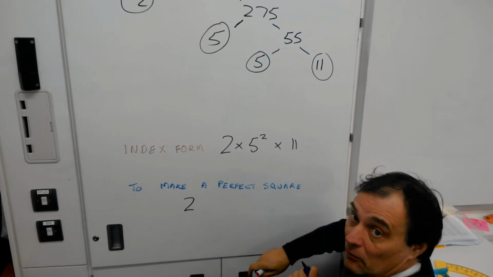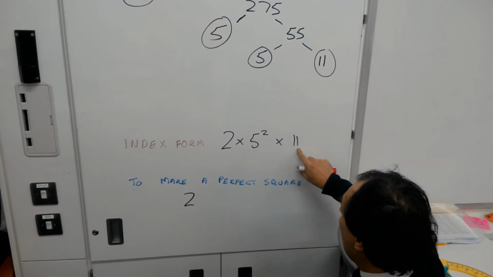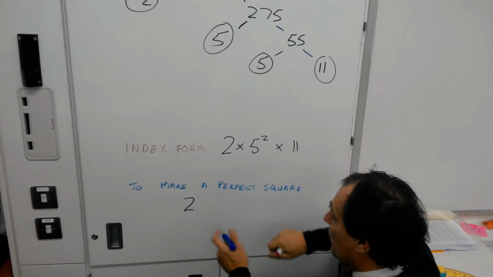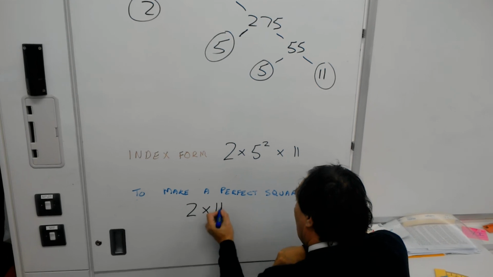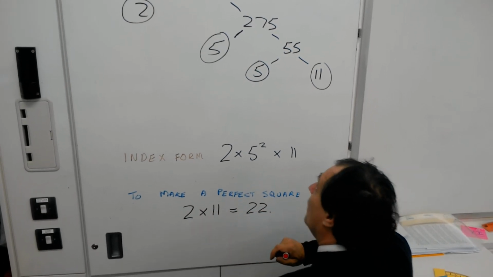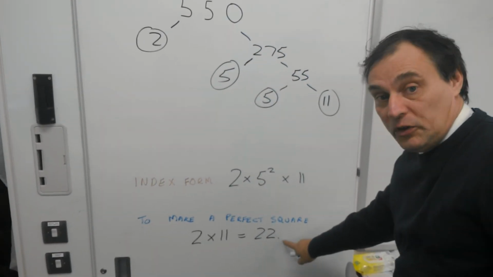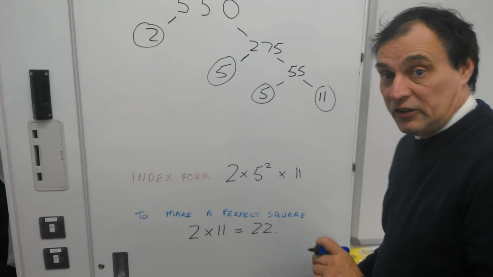So I don't have to multiply by 5 to make a perfect square. And does 11 have a power with an even number? It's got a 1. No, it doesn't. So I have to multiply by 11 as well. And 2 times 11 is 22. So in other words, to make a perfect square of 550, I have to multiply it by 22. That's a question you'll get at the end.